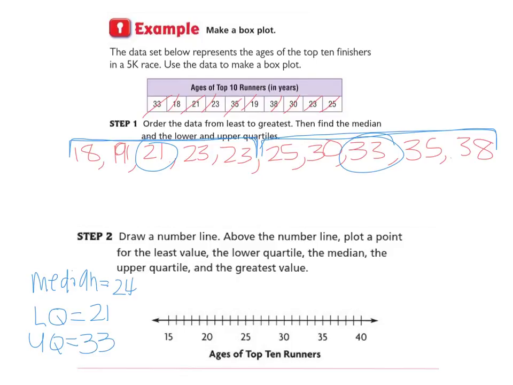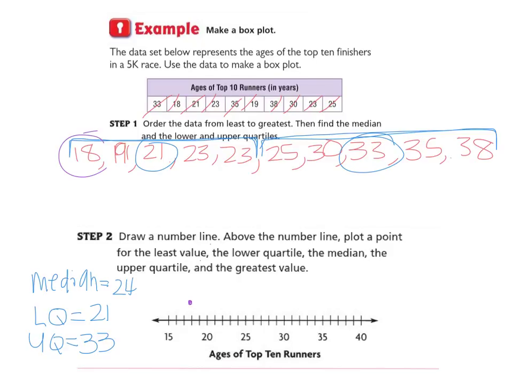Okay, now we have a number line already drawn for us, which is awesome. I'm going to switch colors here. Let's see, I'll go purple, that's fun. So you already draw the number line. Above the number line, plot a point for the least value. Well, the least number was the 18-year-old. The 18-year-old was the youngest person. So I'm going to draw a point there on 18.